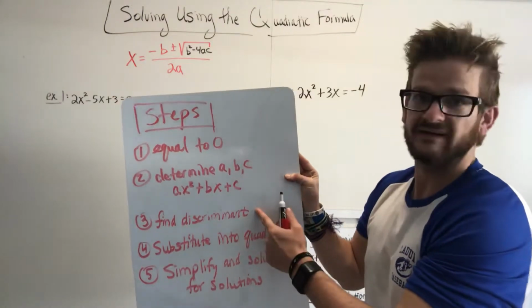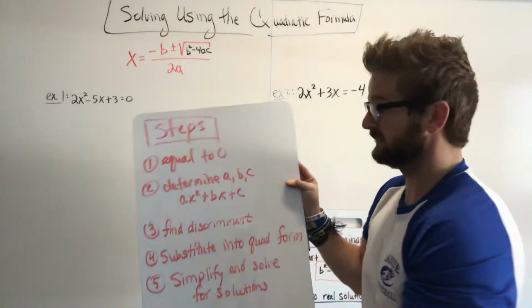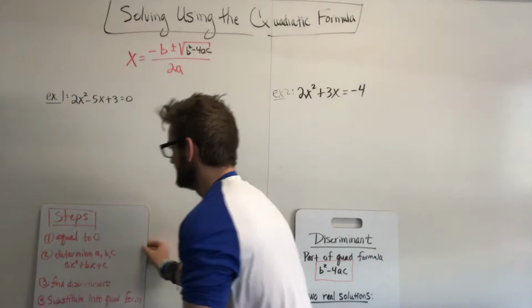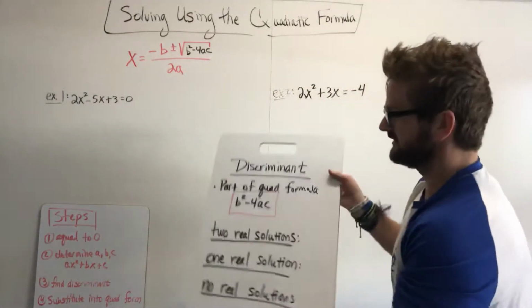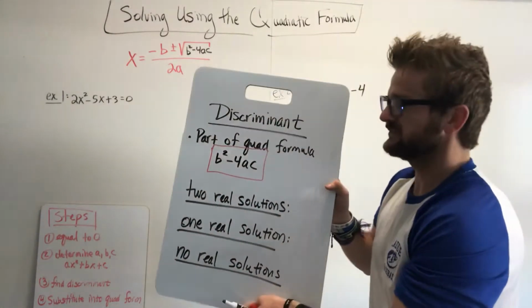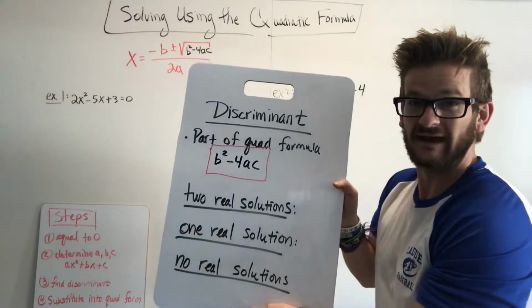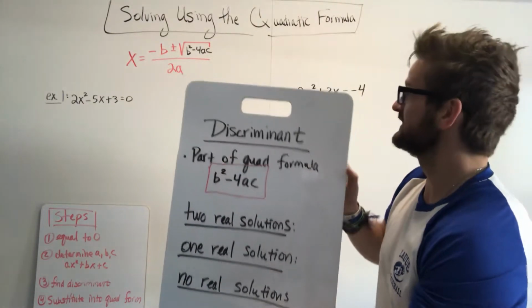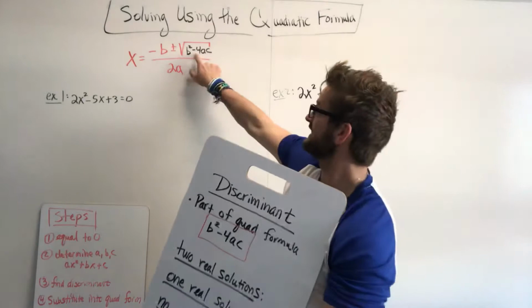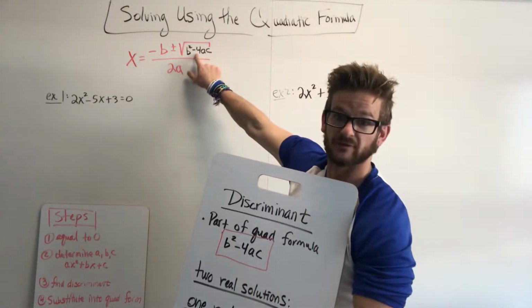The next thing we're going to do is find the discriminant. And that's what we're going to pick up right now. The discriminant is part of the quadratic formula. The discriminant is b squared minus 4ac. If you notice within the quadratic formula as well, it is the part that is under the square root.